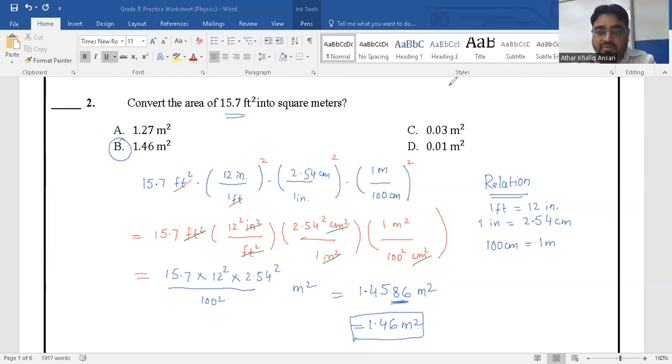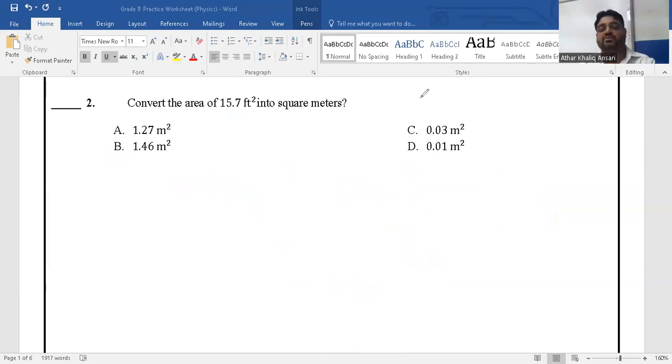So I'm hopeful that you guys understood how to convert any unit to any other form of units. So thank you so much. If there is any concern, you can also ask me the question whenever you need it.